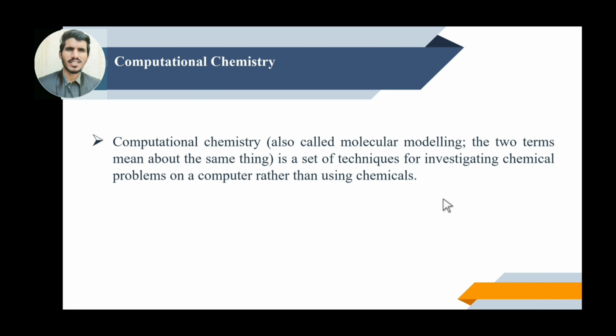In this introduction I'm going to explain what computational chemistry really is. Computational chemistry is a set of techniques for investigating chemical problems on a computer rather than using chemicals. What we do is perform experiments on the computer instead of performing them in reality in the lab. We perform the calculation on the computer rather than using chemicals in the lab.